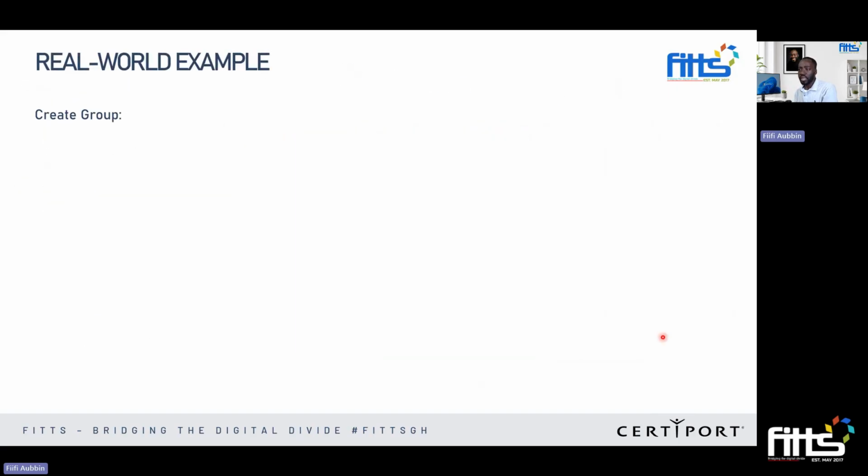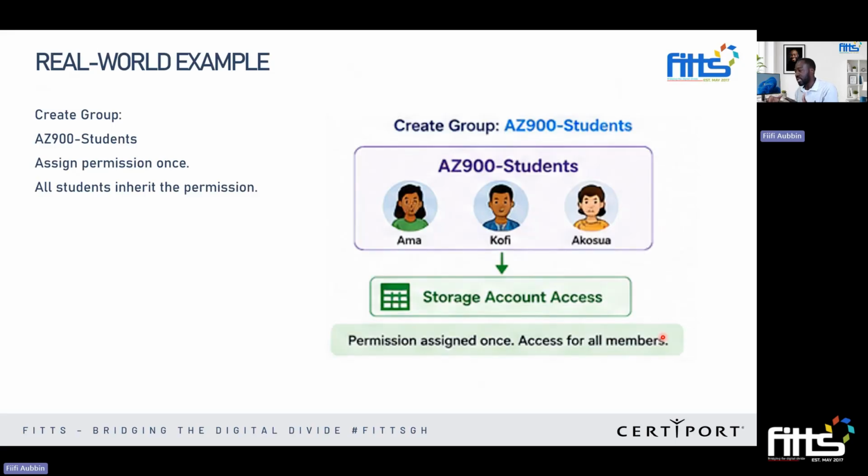Then we have a real-world example. Maybe you create a group, AZ-900 students. We assign the permission once, and then all students inherit the permission. I already explained that, so it's as simple as that. Storage account access: permission assigned once, and access for all the members. I don't need to do it for Ama individually, do it for Kofi, do it for Akosua. You put it to the group. If you are part of the group, you have that permission.